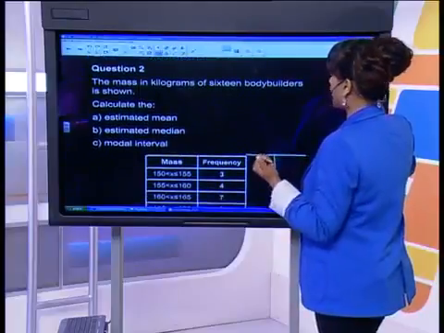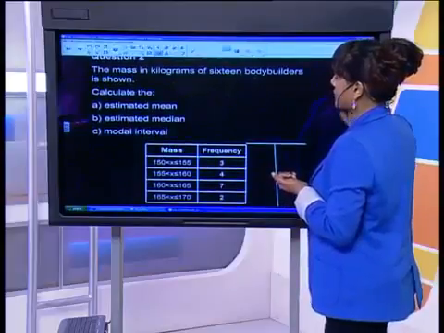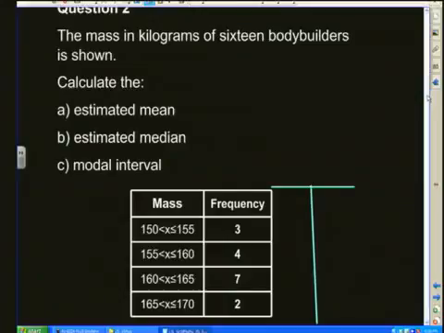Okay, so there we were looking at discrete, ungrouped data. Now we're looking at grouped data. We are given the mass in kilograms of 16 bodybuilders, and we are asked to calculate the estimated mean, estimated median, and the modal interval.